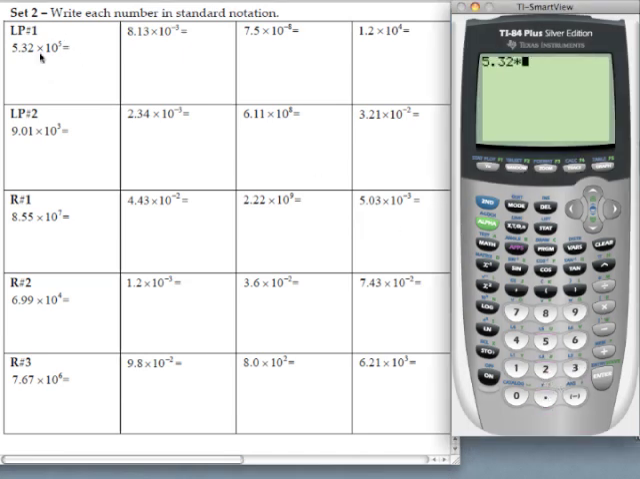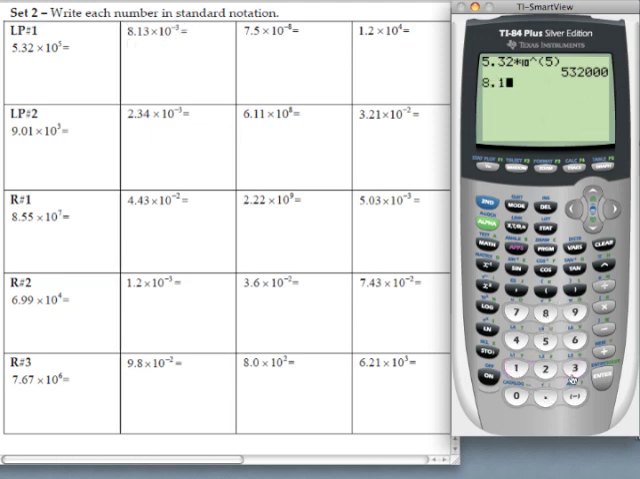times. Now this 10 to the 5th, I'm going to use the second function of the log button here, which is 10 to the x. And I'm going to plug in that exponent of 5 and close my parentheses and hit enter. And I have 532,000 for my answer. And I'll write that down in a second. So let's do the second one.